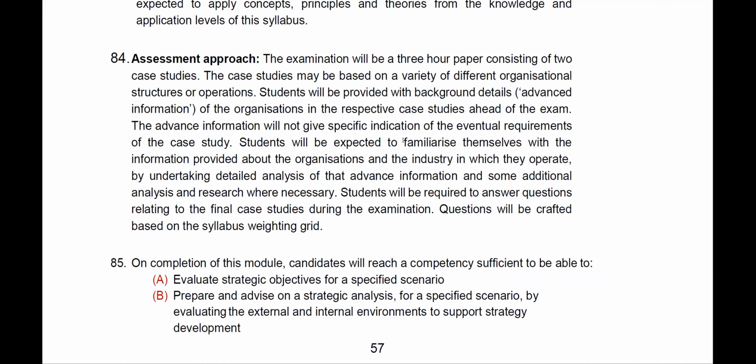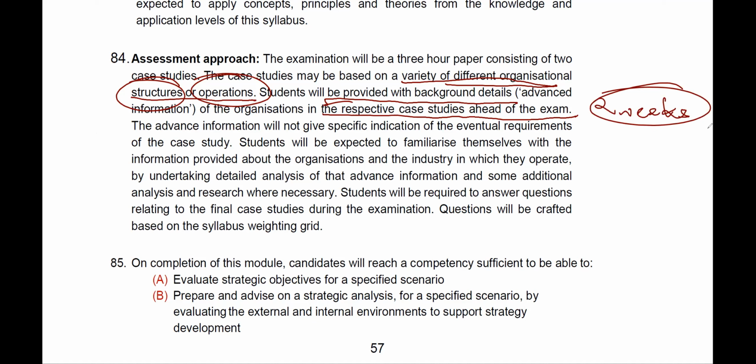It should have been 50 marks each. Now, the case studies may be based on a variety of different organizational structures or operations. We've seen 2 key words: different organizational structures or operations. So this is telling you that you will have a variety of businesses to deal with. And that means organizational structure is key. And students will be provided with background details, which is the advanced information or what you call pre-seen, of the organizations in the respective case studies ahead of the exam. So 2 weeks before the paper, this is enough time to make you pass.